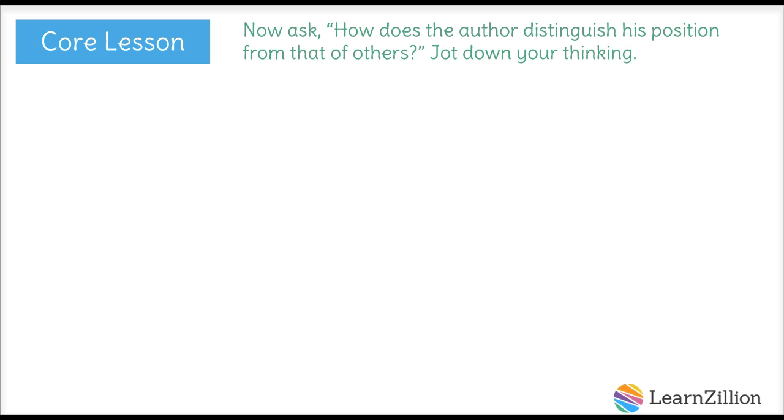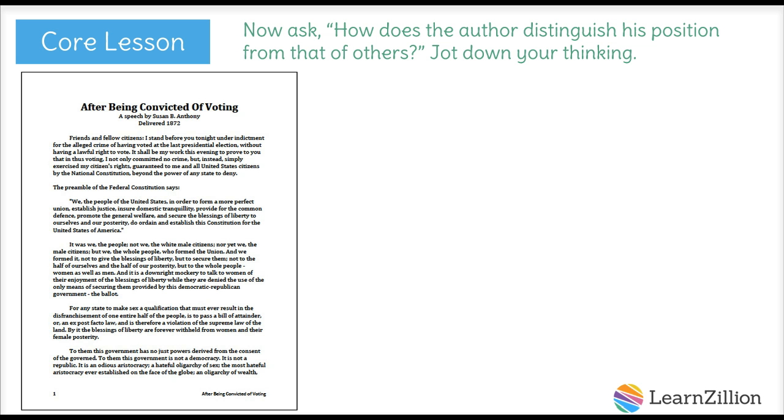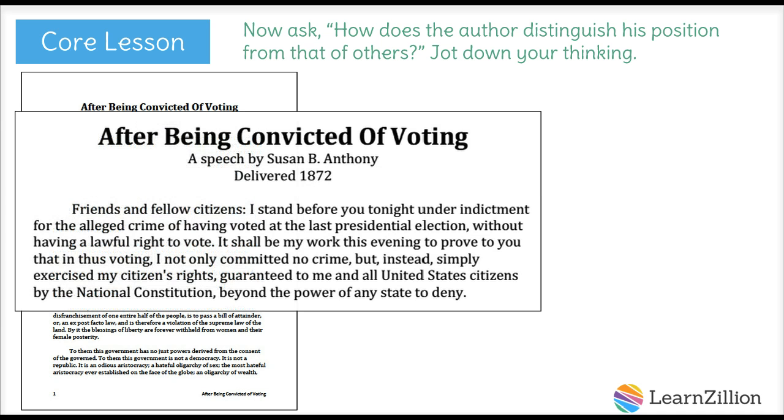In this case, we are going to think about how Anthony distinguishes her position from those who believe she has committed a crime. We need to start by rereading. You can read quietly in your head, looking for evidence of how she distinguishes her position from others. I am going to reread the first paragraph aloud.